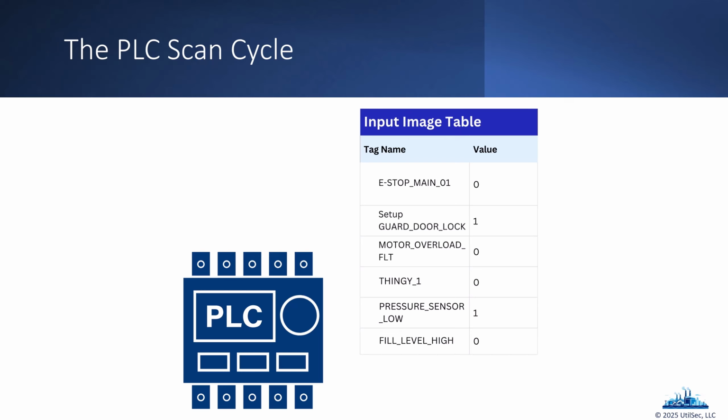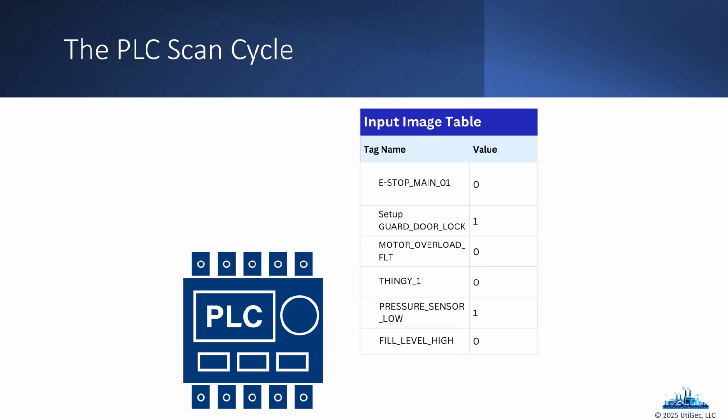So I can say, oh okay, that first coil is for the emergency stop. That second coil is for a guard door lock, so it's for a safety control. You can see motor overload FLT. So we could probably start to guess what some of these values actually mean if we can get those tag names. Now, sometimes you see something like thingy one. Well, what the heck is that? We don't have any clue.